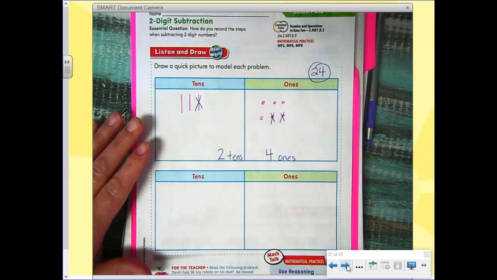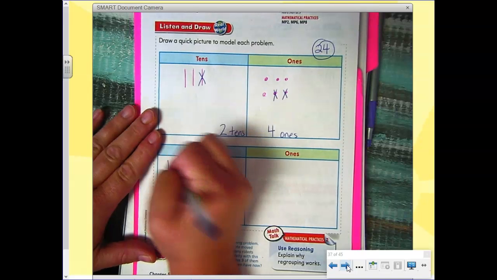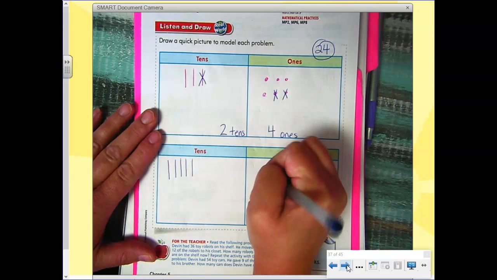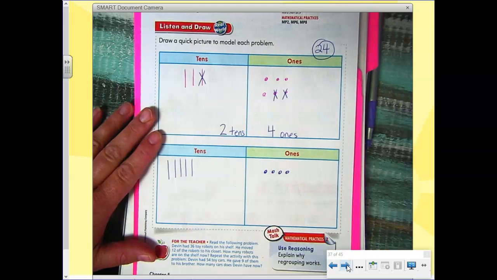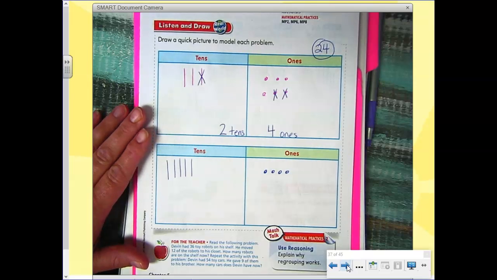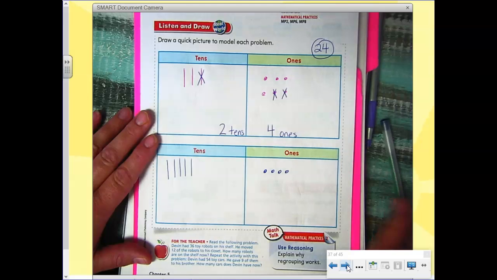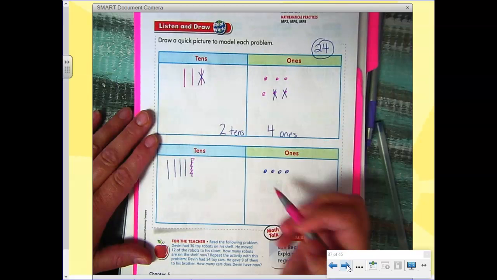Okay, it said that Devin had 54 toy cars. 54 is 1, 2, 3, 4, 5 10s and 4 1s. He gave 9 of them to his brother. All right, so he gave away 9, guys. I only have 4 over here. How can I take away 9? I'm going to have to go next door and grab 10 more.